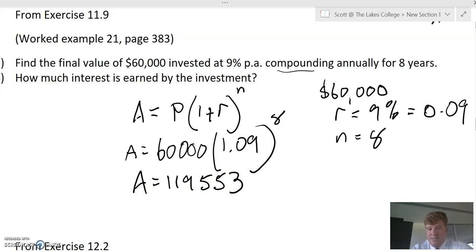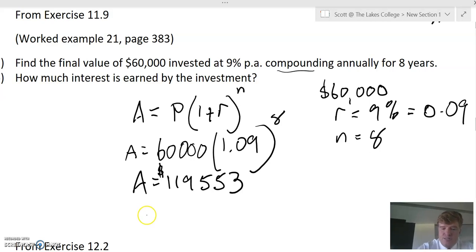There's a rule that says if someone's earning an interest rate of about 9%, the money should double every 8 years. The rule is 72. You divide 72 by the interest rate, and that should give you how many years it takes to double the sum of money. Don't get too worried about this. Certainly not going to be on the exam, but it shows that the final amount, 119,553, is very reasonable. The question, however, then goes and asks how much interest is earned.